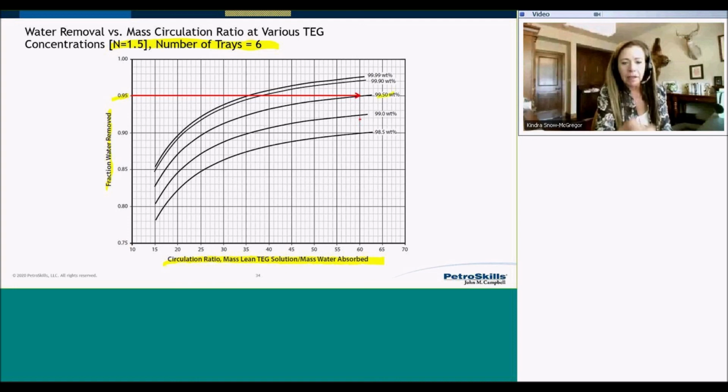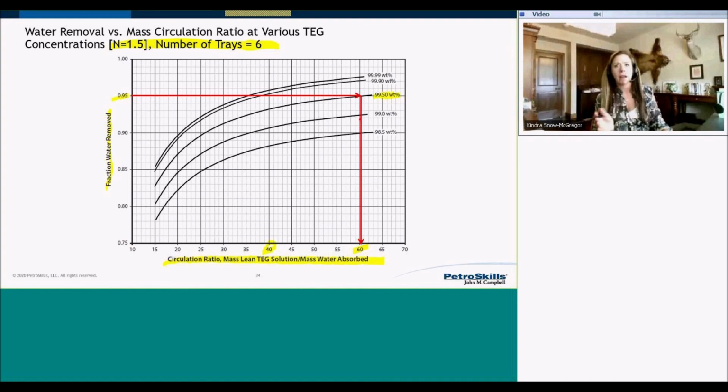So I draw the line over and I go down. Oh, geez. All right, 60, right? I need 60 pounds of TEG for every pound of water I need to remove. That's not within the realm of our typical operations, because remember, the maximum is generally 40. So you look at that and go, okay, that is outside the bounds of what we'd normally do.